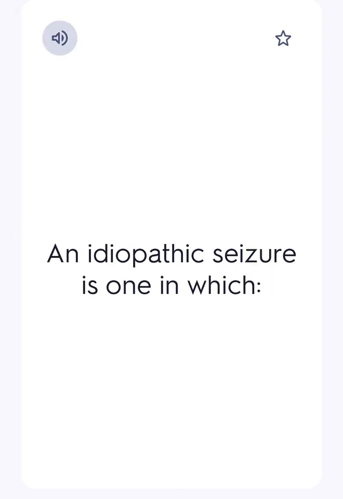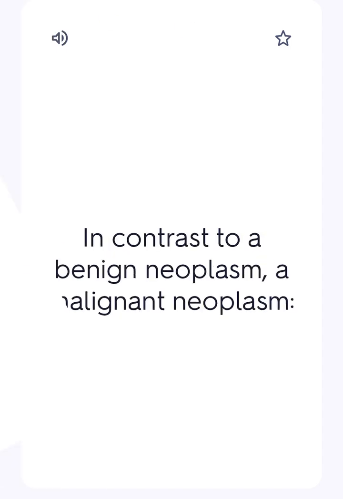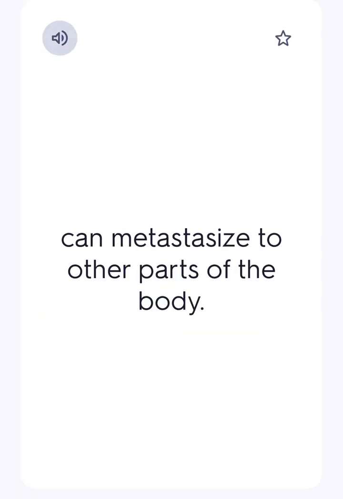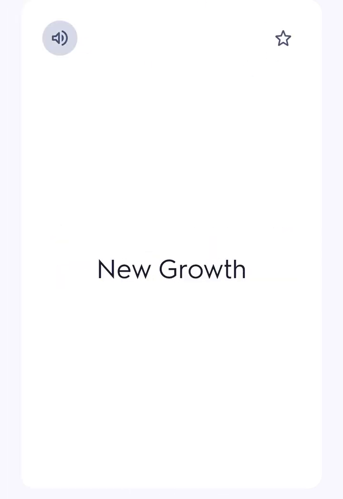An idiopathic seizure is one in which the cause is not known. In contrast to a benign neoplasm, a malignant neoplasm can metastasize to other parts of the body. A neoplasm is most accurately defined as a new growth.